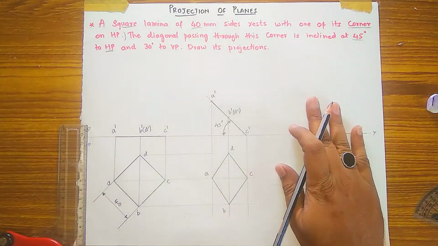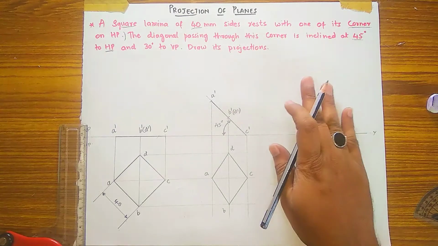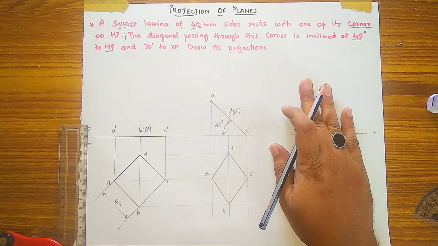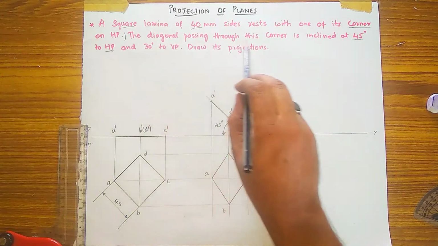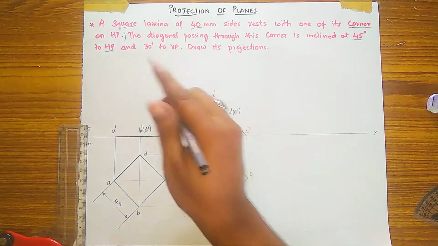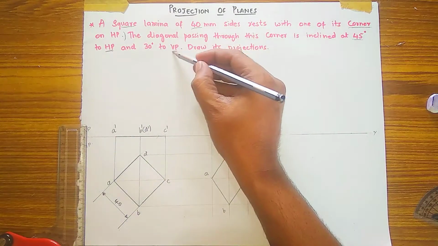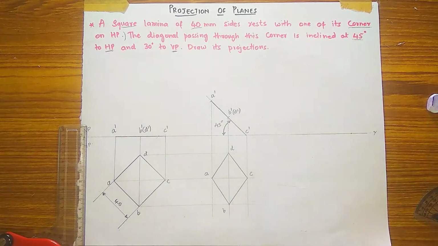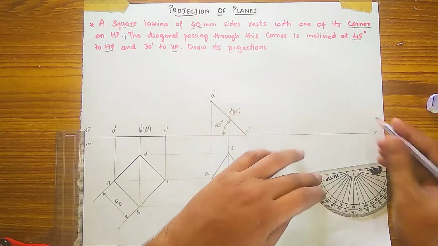Now for the third projection, it is very important in this question that in the third projection you have to remove the extra true angle, because in the question I am going to explain how it is. The diagonal passing through this corner is inclined at 45 degrees to HP. The second projection is finished, and 30 degrees to VP, means the angle which is given to VP, 30 degrees, you have to draw here. First you draw, then I am going to explain the 30 degrees. I am taking from here.